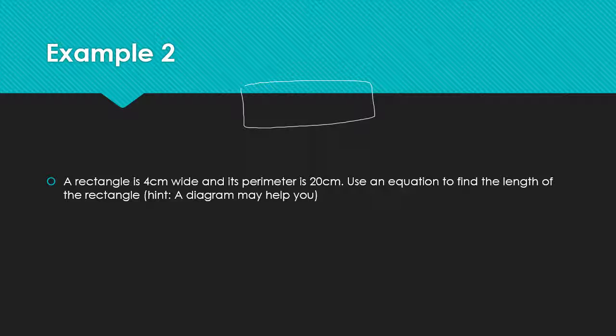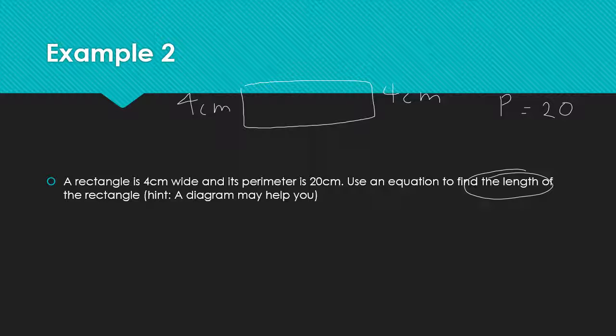The width, well, that's normally the shortest side, is 4. So this is both these lengths, sorry. And the perimeter is 20. So I'm just going to write P equals 20. Now I've got to find the length, because this is my unknown.